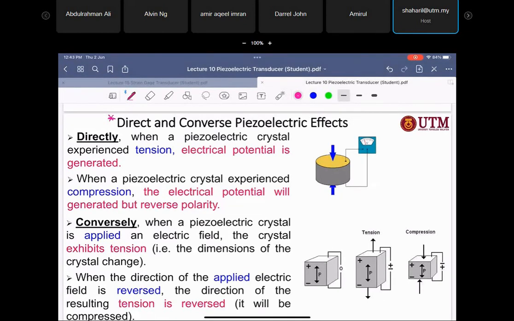Okay, let's look. There are two types. The first we call the direct effect. That means when the piezoelectric crystal experiences tension, an electrical potential is generated. When you give an external force, it generates an electromotive force, delta V. So when you give it tension, or it is compressed, it gives you a voltage, but in the inverse direction. Okay, this is the first effect.